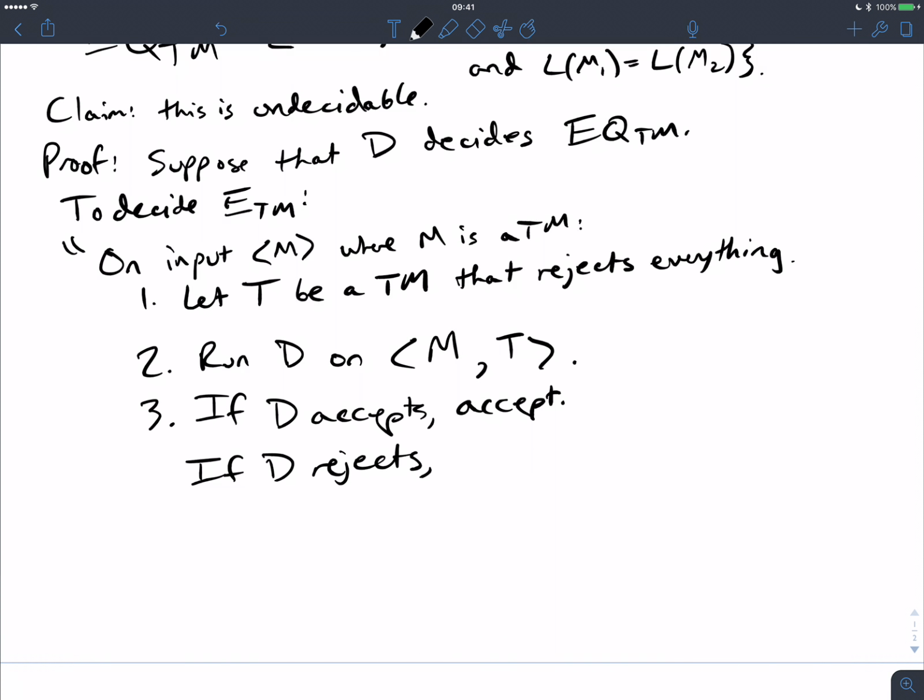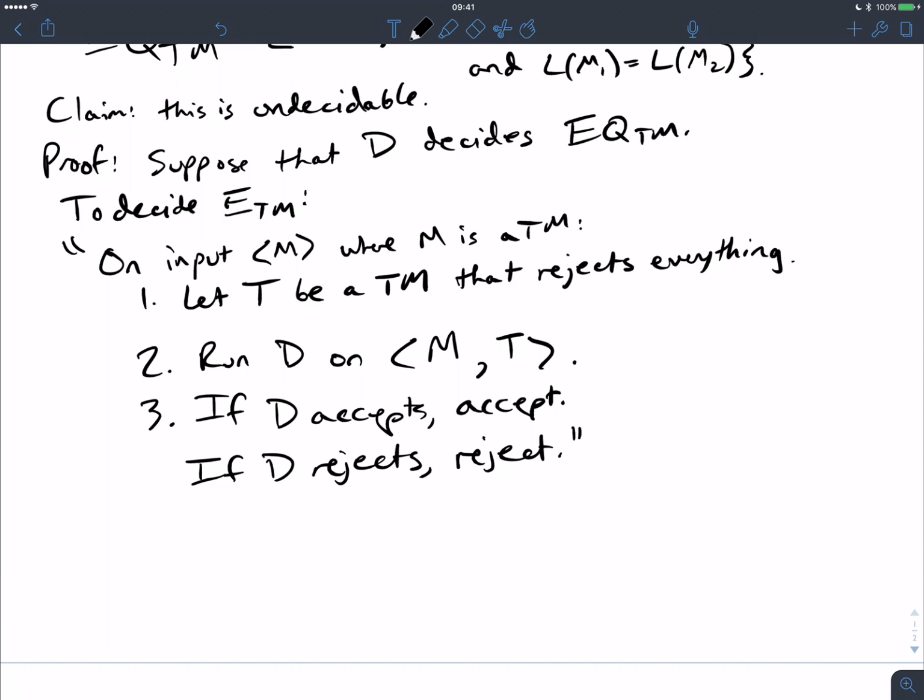All right. Well, if M and T have different languages, then can M's language be empty? No. No. So what should I say for my decider for ETM? Reject. Okay? Well, I just made a decider for ETM. Can that happen?